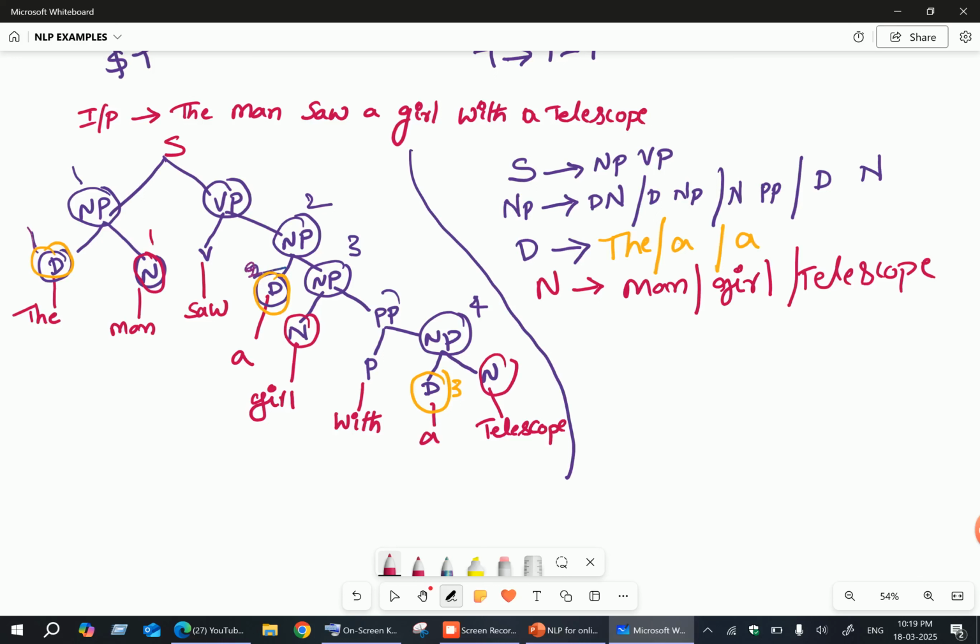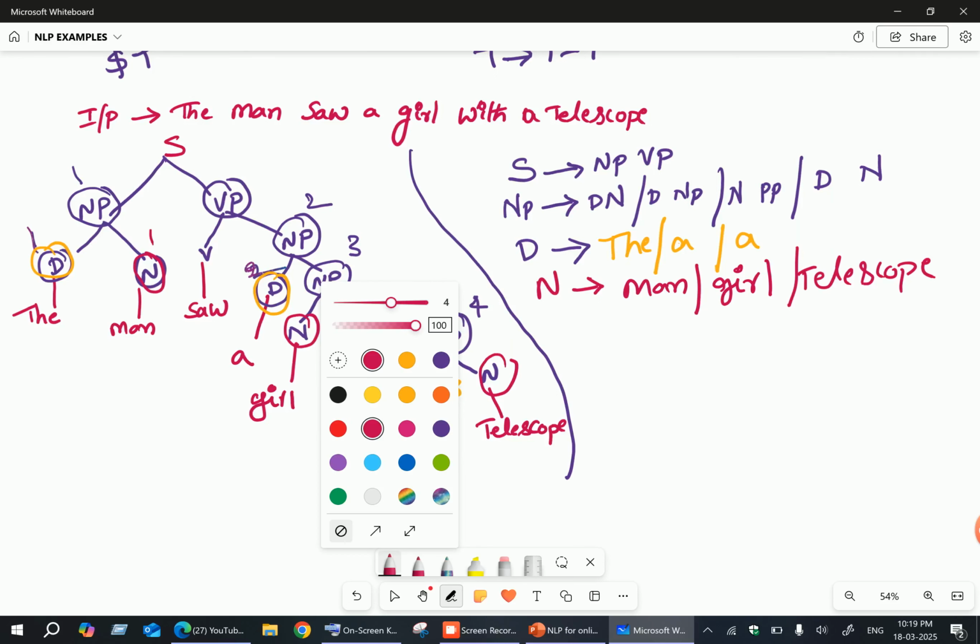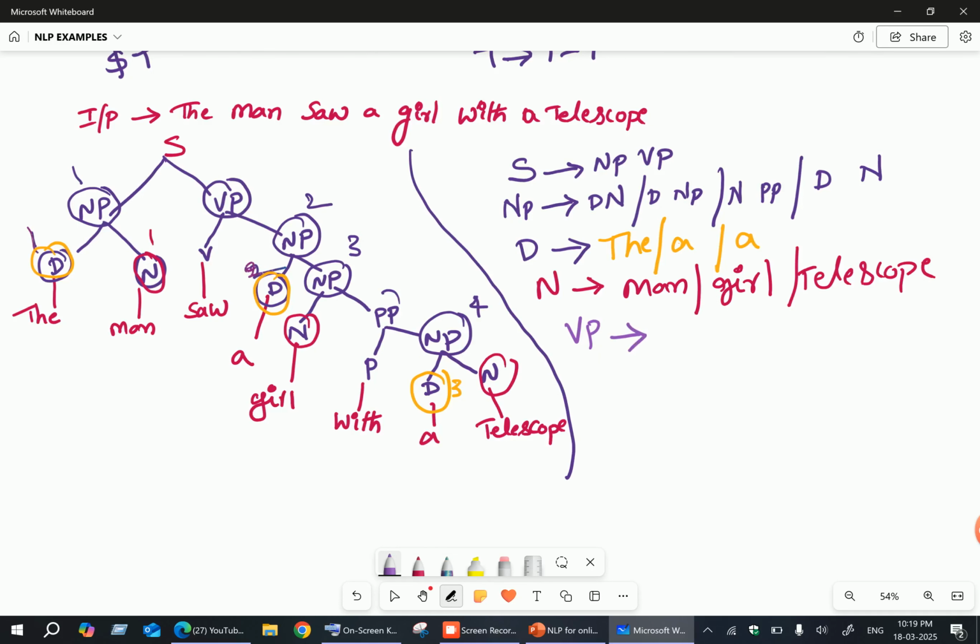Then coming to the right side. So on the right side, this one is verb, right? So on the right side I am writing here verb phrase. For verb phrase, how many are there? Only one is there. Just you can write down like this, verb and noun phrase. So now verb phrase construction also completed.